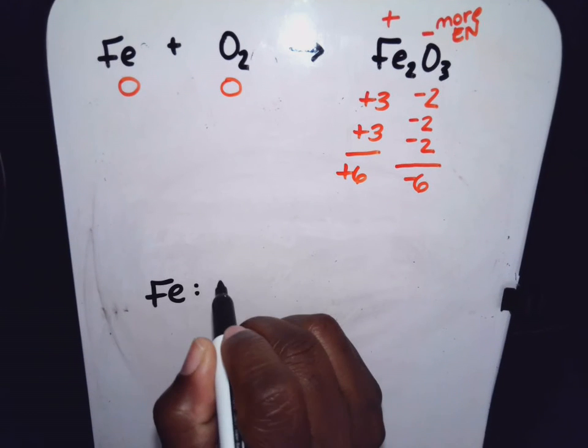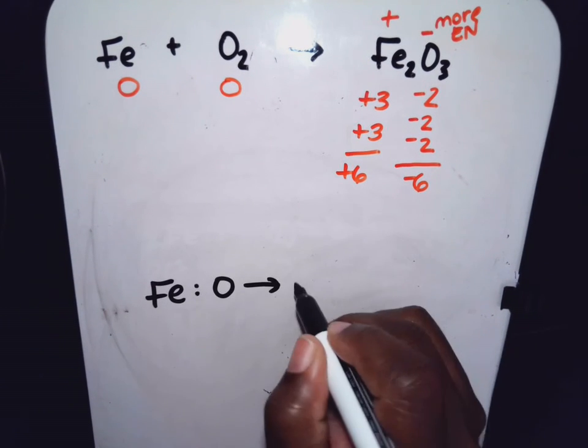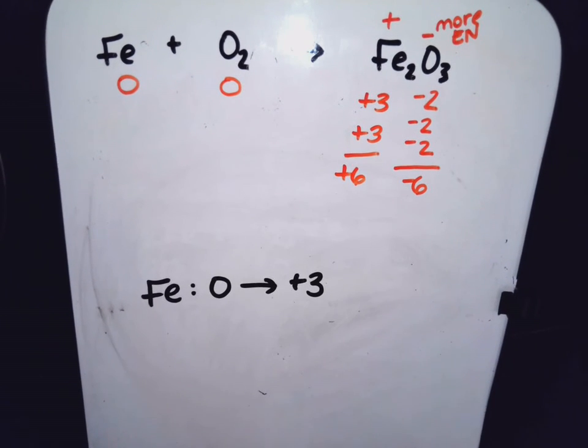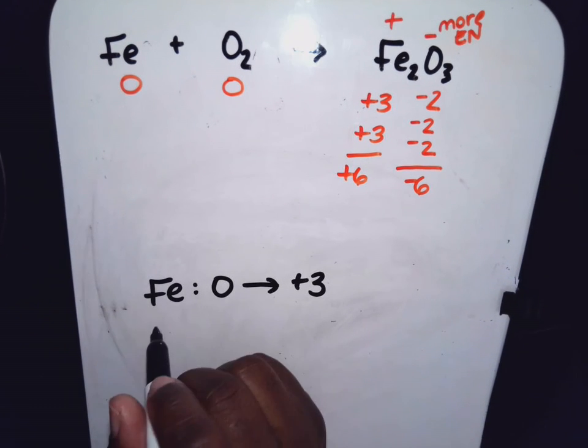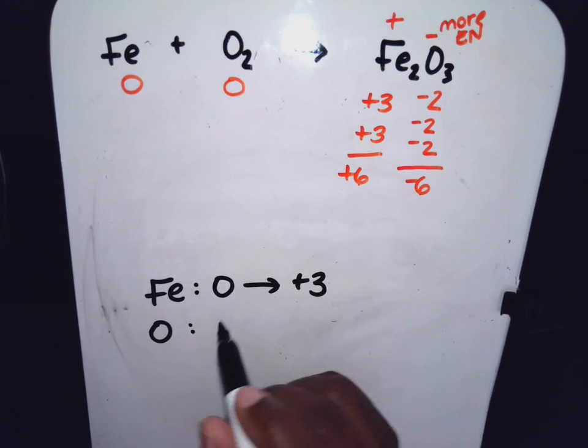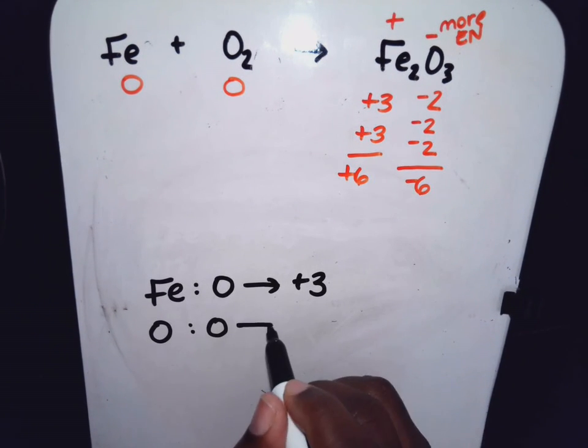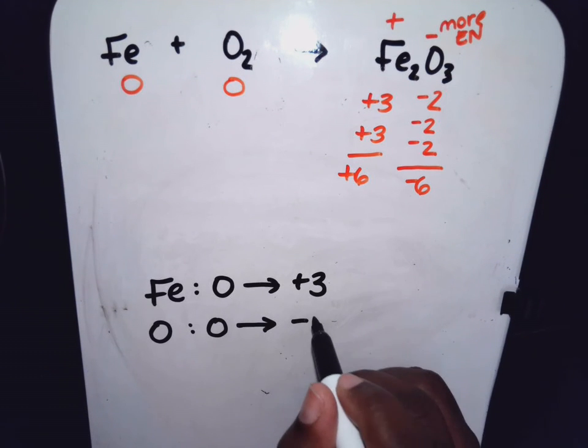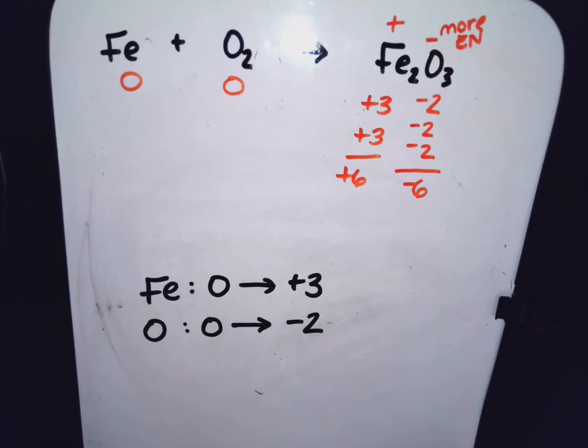So it started out at 0, and ended up at +3. Again, we're looking at an individual atom. Same thing with oxygen. It started out in a diatomic molecule with an oxidation number of 0, and ended up in a compound with an oxidation number of -2. So one went from an oxidation number of 0 to +3, the other went from 0 to -2. How the oxidation number changes will determine whether or not it was oxidized or reduced.